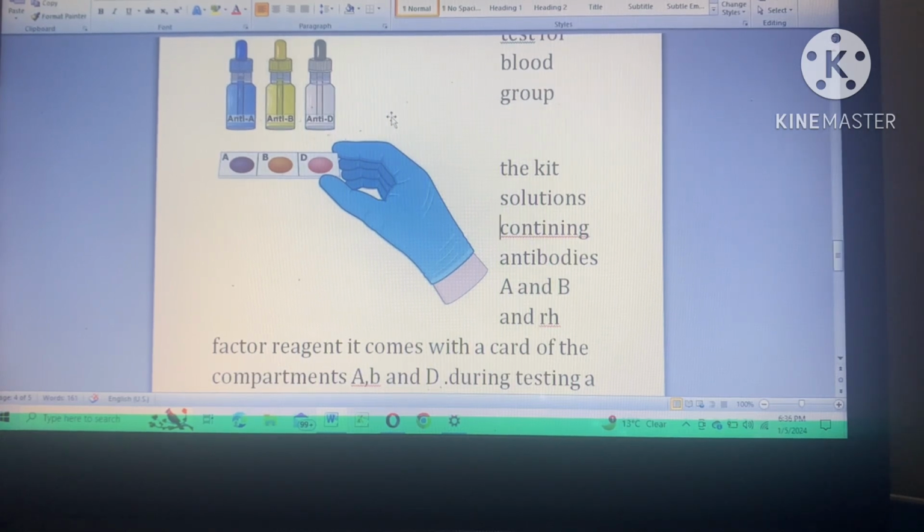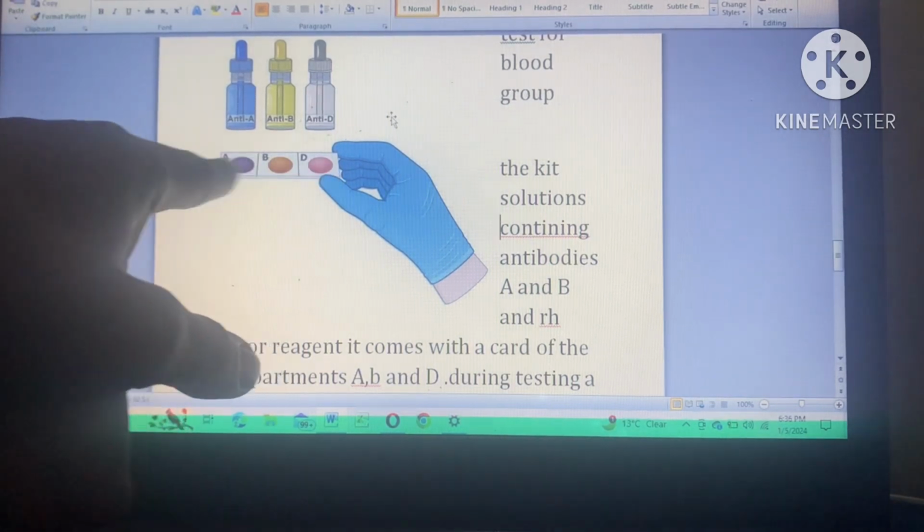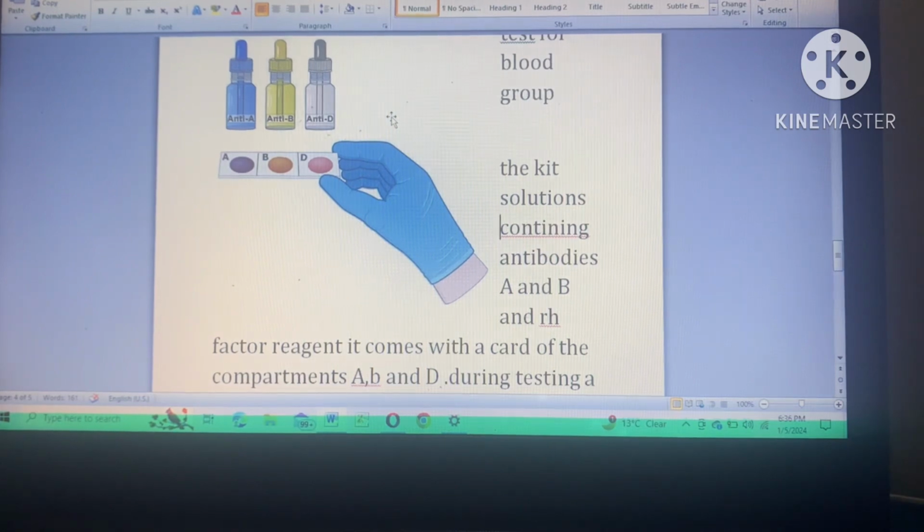All right, so this is the card. We call it a testing card, where it is labeled A, B, and D. In other laboratories, it will be four, where there will be a control. A control is just to show that the reaction is true. Okay, so let's dive into it.